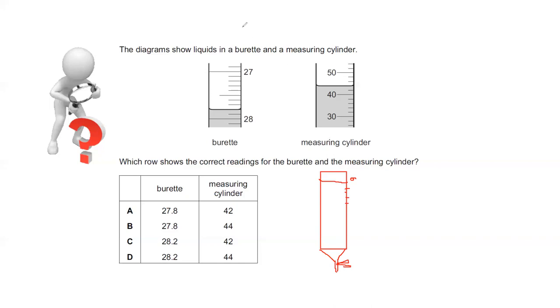What is the reason for that? Because when you open the tap, you can identify how much liquid is removed from the burette. So that's why the burette reading numbers are like 0 will be here, then 1, 2, 3, 4 and so on till 50. And for a measuring cylinder, the opening is at the top.